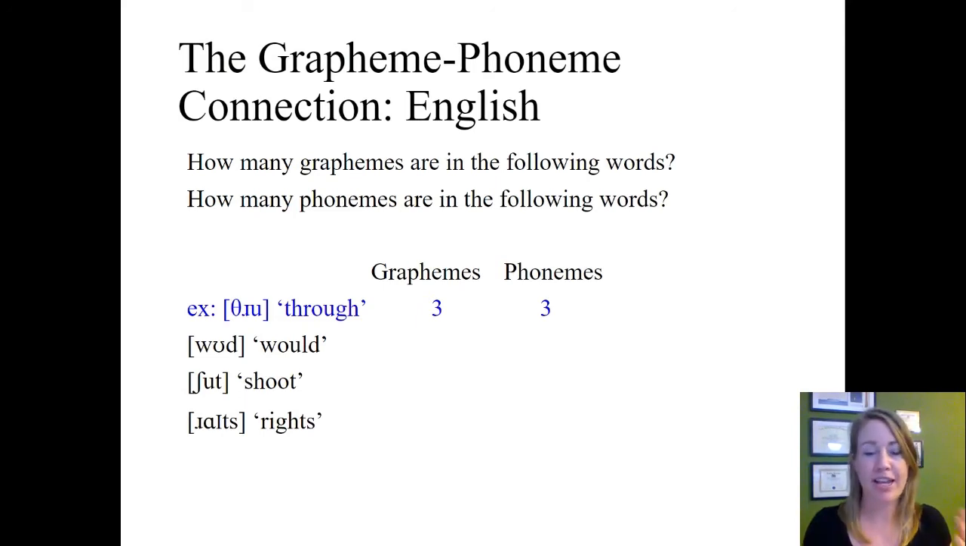So let's start drawing a connection here. I want you to look at these words, would, shoot, and writes. And I want you to pause the video, and I want you to think how many graphemes are in the following words, and how many phonemes are in the following words. So remember, graphemes are letters that represent the phonemes, and phonemes are the sounds in the word. I already gave you the answer to the first one, through. Okay, there's 3 graphemes in that word, and there happens to be 3 phonemes. I would like you to pause the video and go ahead and try it. Practice makes perfect, okay? Pause it and hit play when you're ready, but I'm going to walk you through how you find the answer, but go ahead and try it by yourself first. Hit play when you're ready.